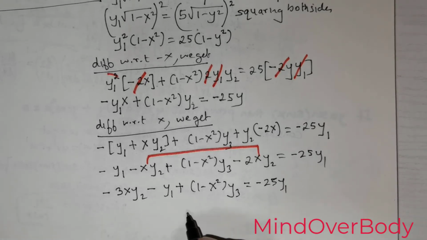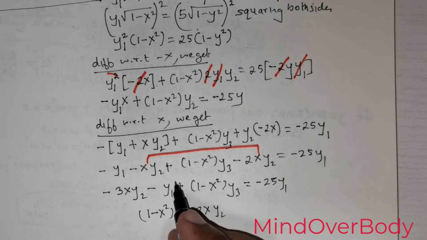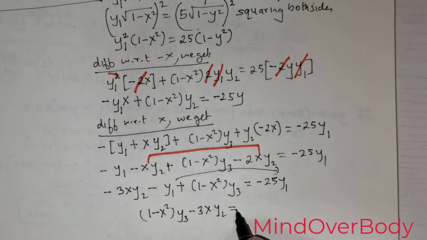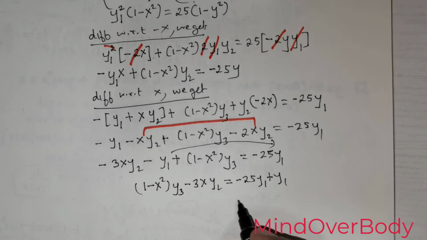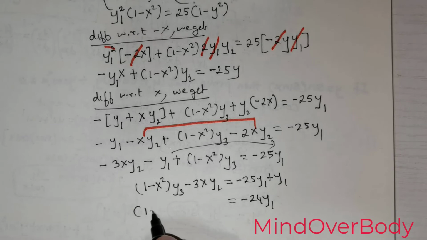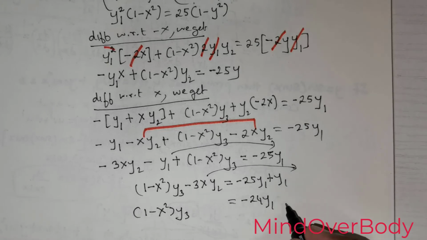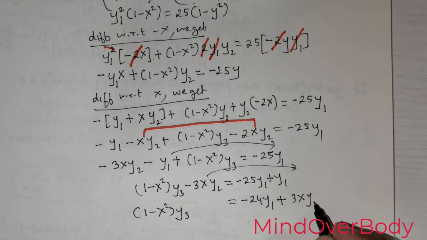So what I'm going to do is retain this 1 minus x squared times y3, and then place negative 3 times x y2. Now I will push this to the other side. So negative 25 y1 plus y1 gives me negative 24 y1, and I've got 1 minus x squared times y3. Now I will also push this negative 3 times x y2 to the other side, which gives me positive 3 times x y2.